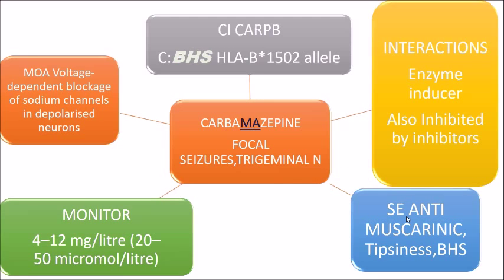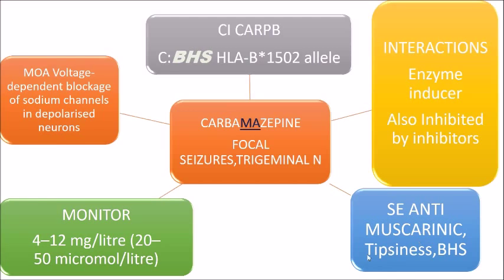And for side effects of carbamazepine, it's interesting. If you look at all the side effects of carbamazepine, there are antimuscarinic side effects like dry mouth, constipation, glaucoma. If you look at the structure of carbamazepine, it looks like a tricyclic antidepressant. So it's no wonder that it has antimuscarinic side effects.